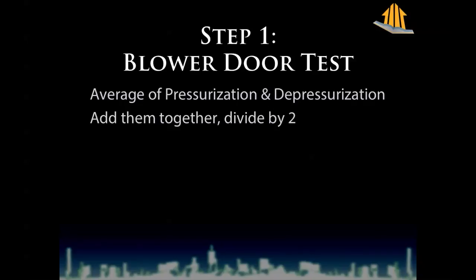So first thing you do, set your blower door up, test. You don't test like you always test, not just depressurization or pressurization. What the ASHRAE 62.2 standard says is you need to do both pressurization and depressurization and average them. So you add them together and then you divide by 2. That'll give you an average of the 2.